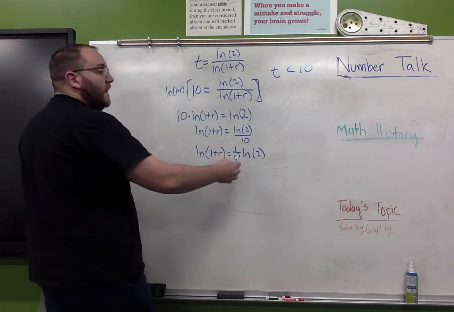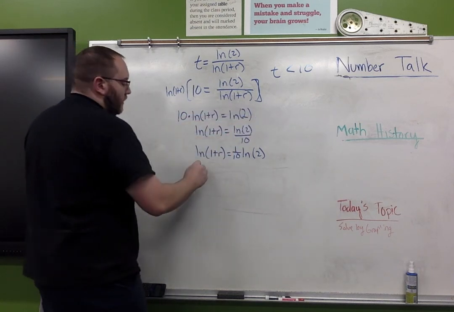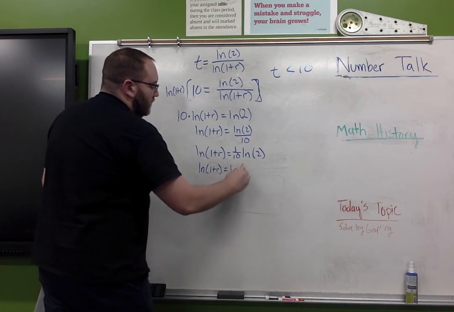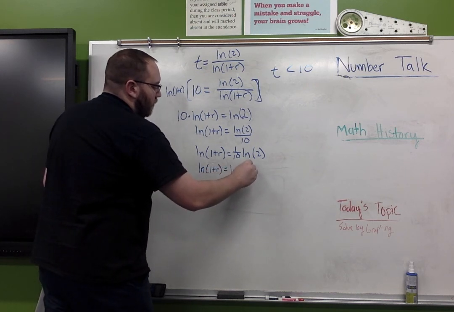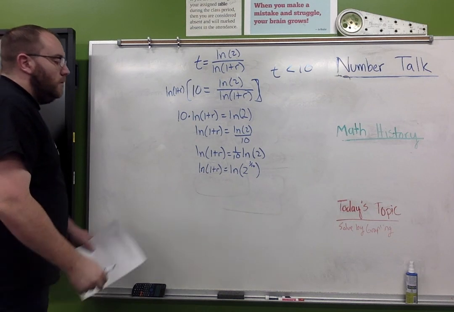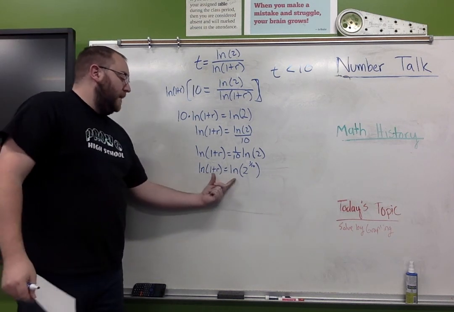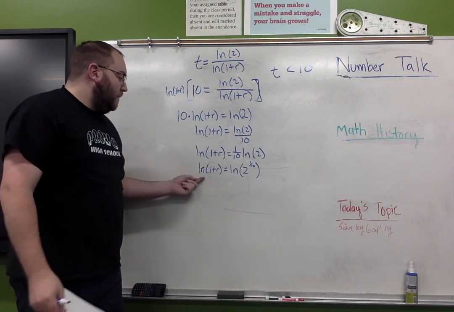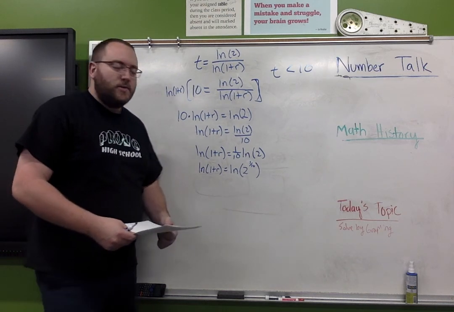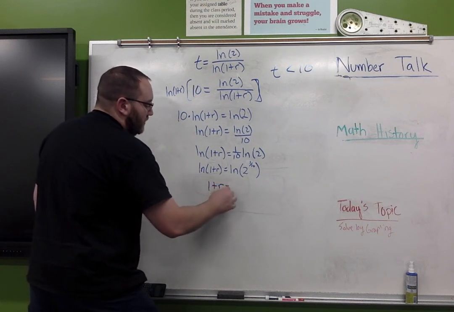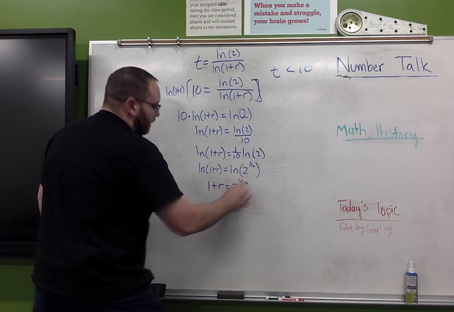When we multiply outside, it's the same as exponent inside. So natural log of 1 plus r is equal to the natural log of, excuse me, not 2 to the negative, 2 to the 1/10 power. Look here. We have a logarithm on both sides of the equal sign, the same function. The bases are the same, both base e, natural log. So what's inside has to be equal. So 1 plus r is equal to 2 to the 1/10 power.